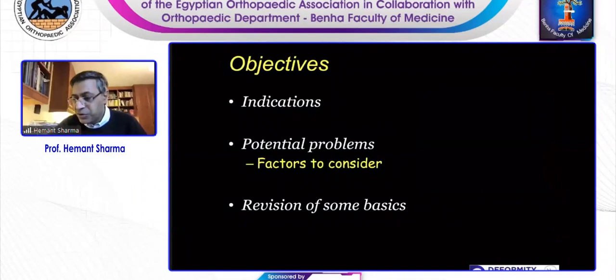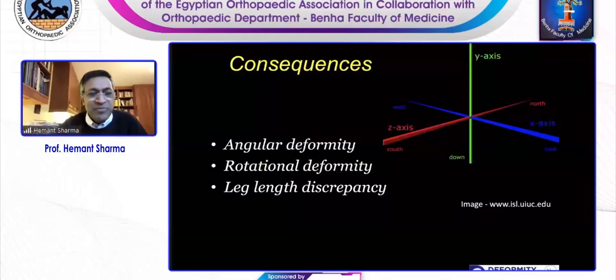What we're hoping to cover in this talk is a few indications, some potential problems, and the basic factors to consider. Some of these things you would have heard, and I'm not telling you anything new, so it's just a bit of revision at times. Whenever there's a deformity, we do X-rays in 2 views, but actually it's a 3-dimensional deformity. So we need to look at the deformity in 3 dimensions, and that is the best way to analyze it and then help us correct it.